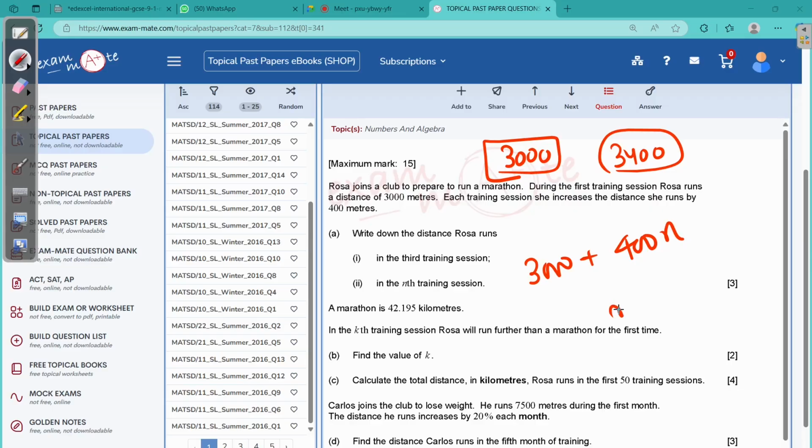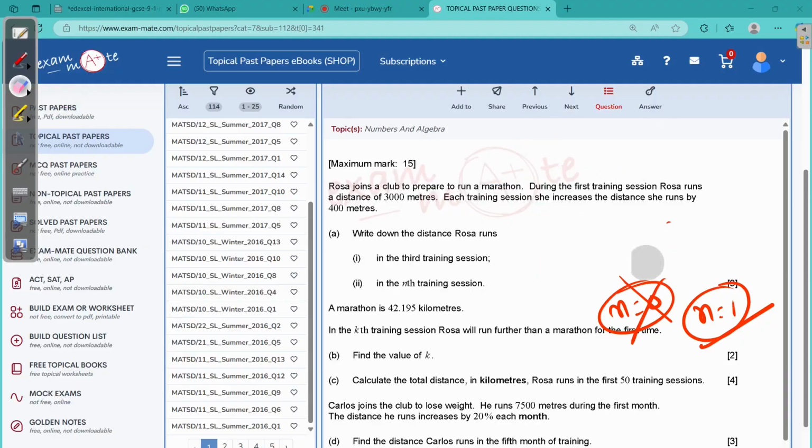Why will I put n equals 0? If I put n equals 1, it means the first session. If I put n equals 1, 2600 plus 400. You don't have to try this hit and trial method. I will not suggest you go with this hit and trial method. First you take this one, then this one. No, we have to write in a proper manner. We have to answer it.